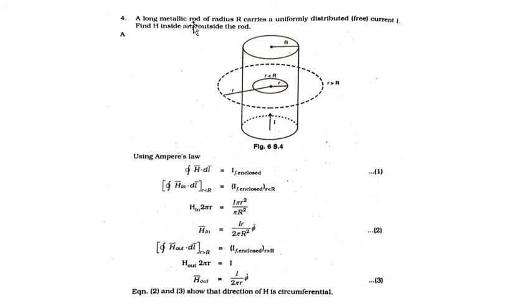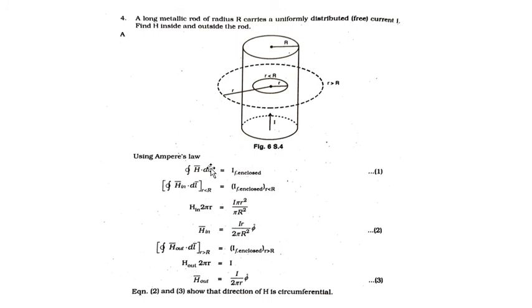Now let us do a question on the auxiliary field. A long metallic rod of radius R carries a uniformly distributed current I. Find H inside and outside the rod. To find the auxiliary field inside the rod, we construct an Amperian loop inside the rod with radius small r. According to Ampere's law, the closed loop integral of H dot dl is equal to the free current enclosed.